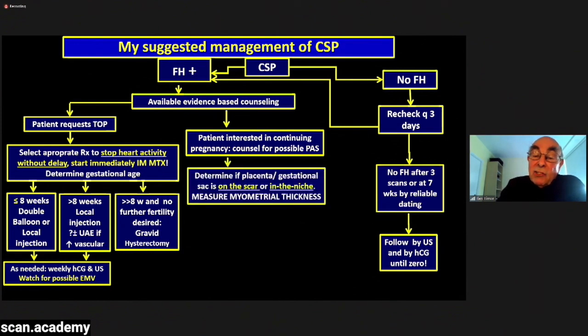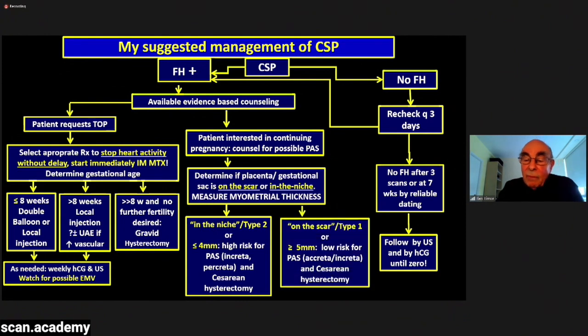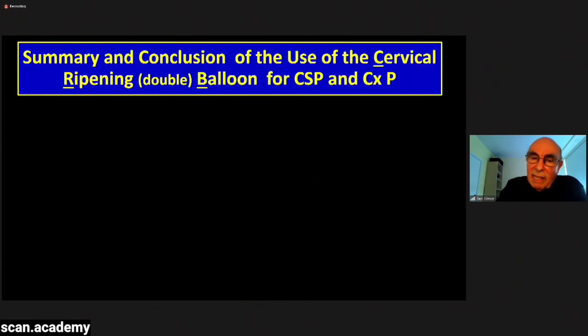Determine if placenta in the gestational sac is on the scar or in the niche. Measure the myometrial thickness and see whether it's bulging into the bladder or not. Use the article that Andrea wrote, which talks about the thickness of the myometrial layer. If it's less than 4 millimeters, it is high risk for increta, percreta, and cesarean hysterectomy. If it is on the scar, not in the niche, or type 1, or it's more than 5 millimeters, it's low risk for PAS and cesarean hysterectomy.